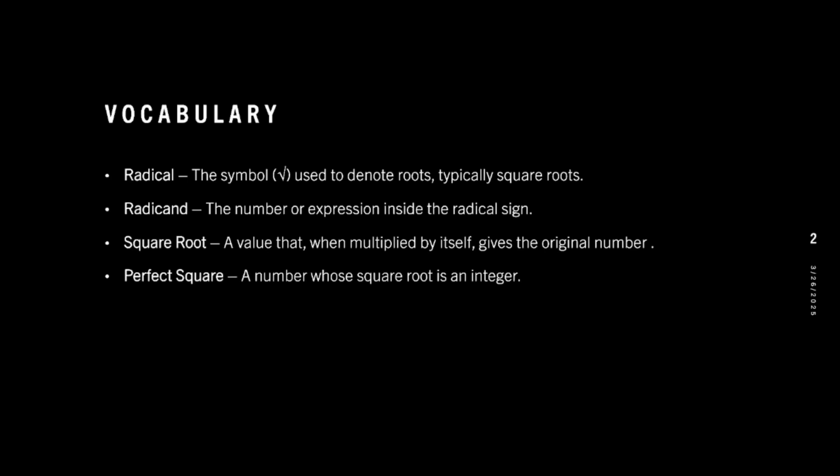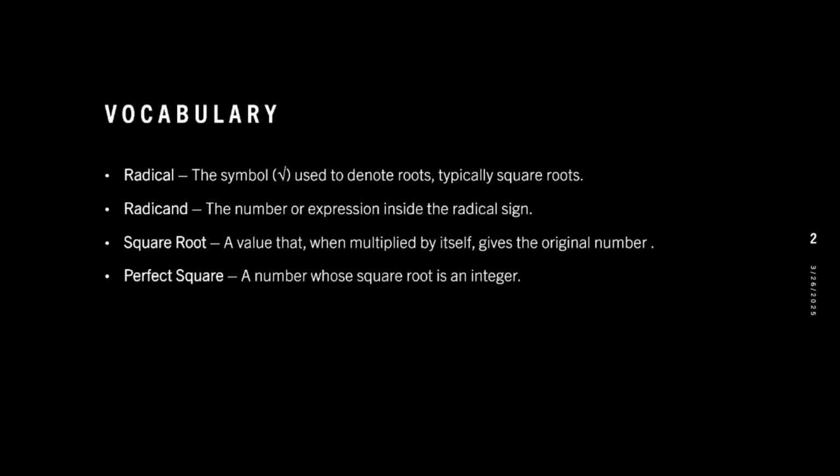So, vocabulary that may be mentioned in this lesson is the following. Radical is the symbol, the square root, which is used to symbolize or denote roots, typically square roots. The radicand is the number or expression inside the radical sign. For this one, we're going to be just seeing numbers inside the square root, so that's called the radicand. The square root is the value that, when multiplied by itself, gives the original number.